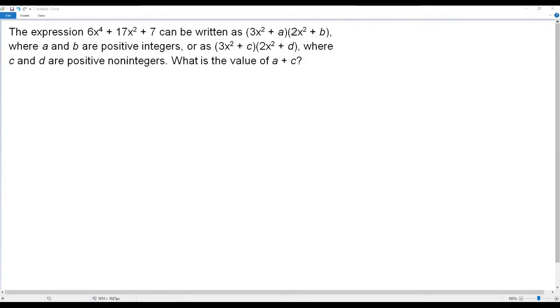(3x^2 + a)(2x^2 + b), where a and b are positive integers, or as (3x^2 + c)(2x^2 + d), where c and d are positive non-integers. So what is the value of a + c?